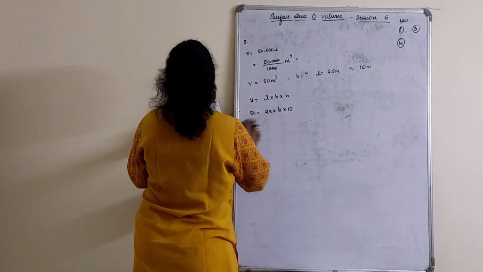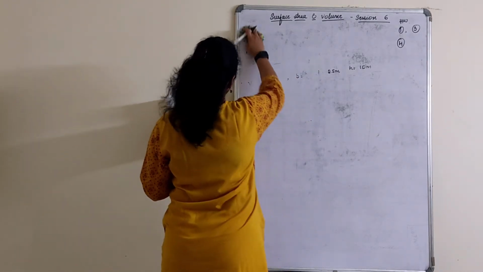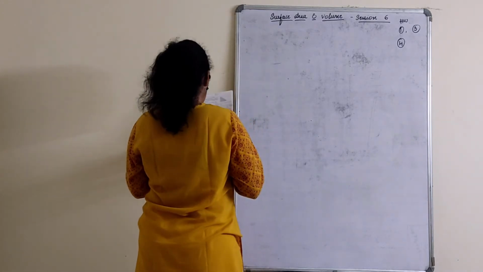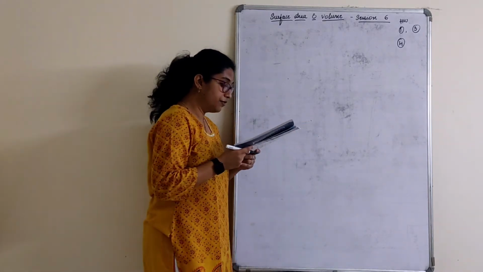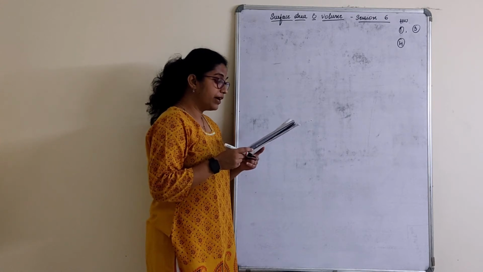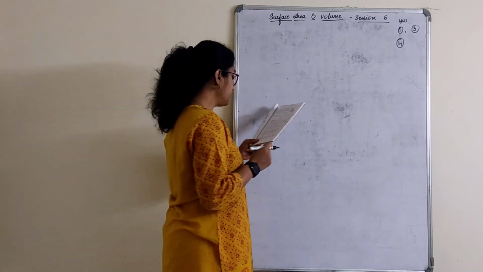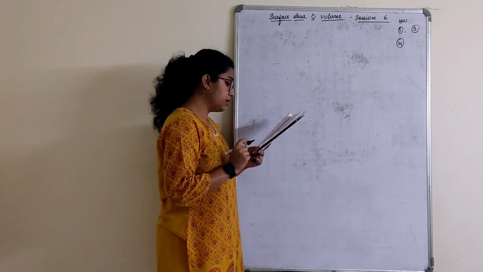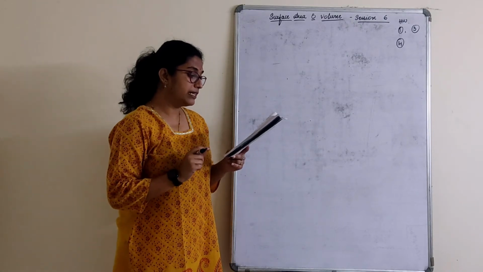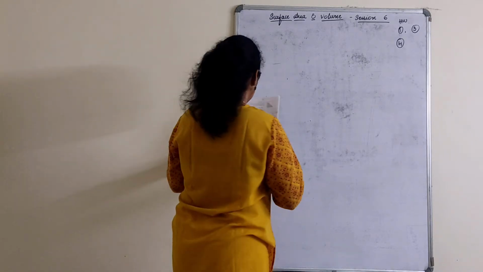Now comes questions like 6, 7, 8, not application type I can say, but important type of questions in volume part. A village having a population of 4,000 requires 150 liters of water per day. It has a tank measuring 20 by 15 by 6 meter. For how many days will the water in this tank last? That is what we have to find.